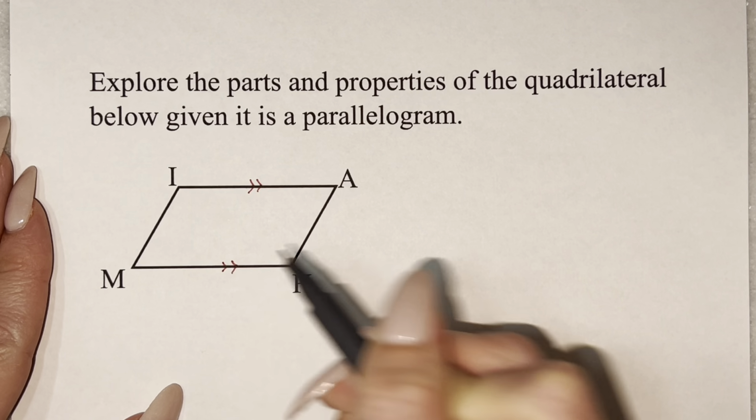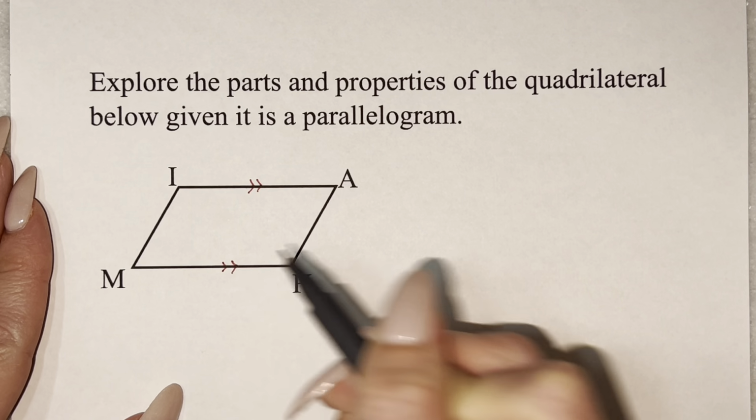So because they bisect each other, these two pieces are equal and these two pieces are equal. Also, this one piece just from M to G is going to be half of the length from M to A. So another way of saying that is I could say that MG is one half of MA.